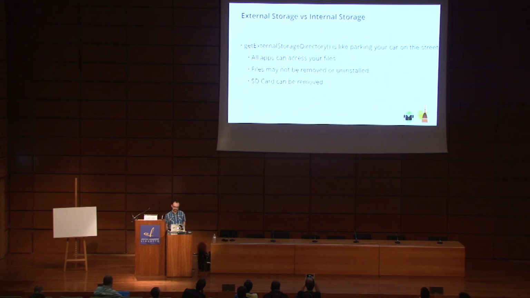I like this analogy to talk about external storage and internal storage. When we are storing things externally, that means traditionally on an SD card. Not all devices have an SD card, but most of them do. Calling the function getExternalStorageDirectory is like parking a car on the street. All the apps can access your files. There is no limitation. Files may not be removed when the app is uninstalled, and the SD card can be removed or stolen, and we can access the information that is inside.